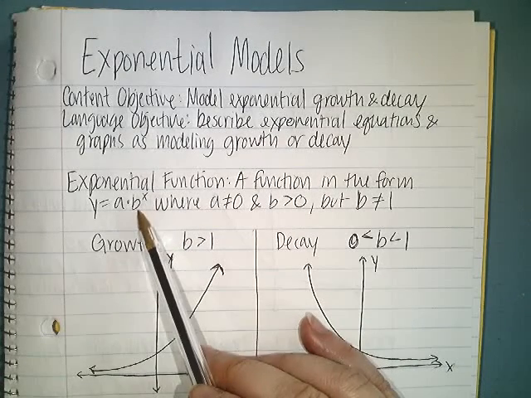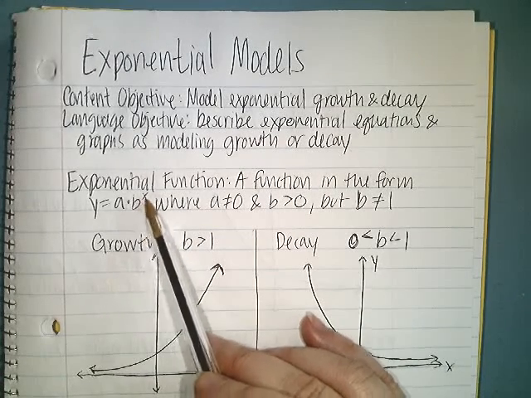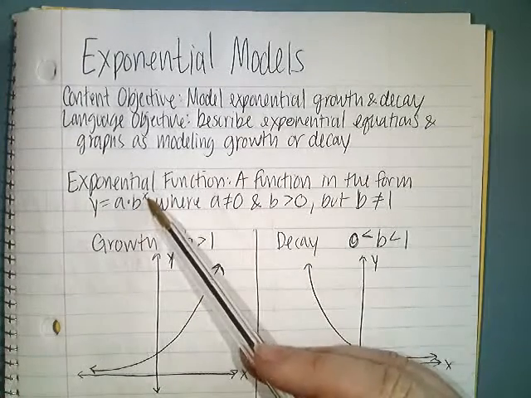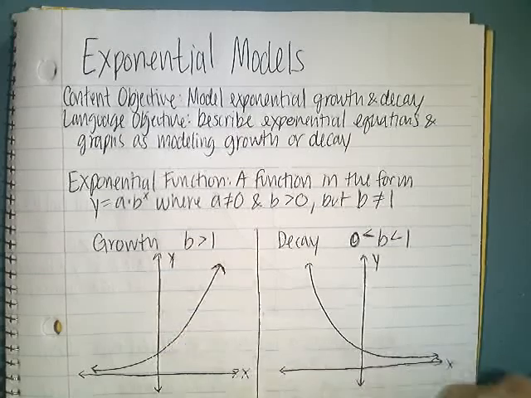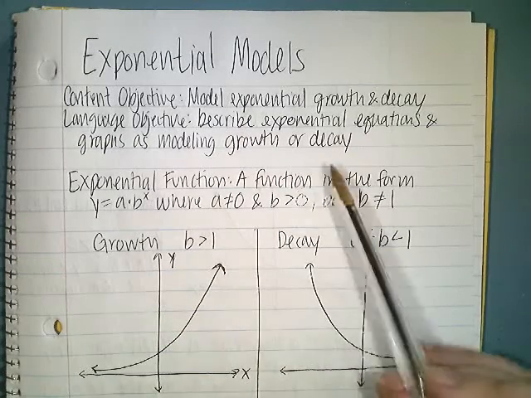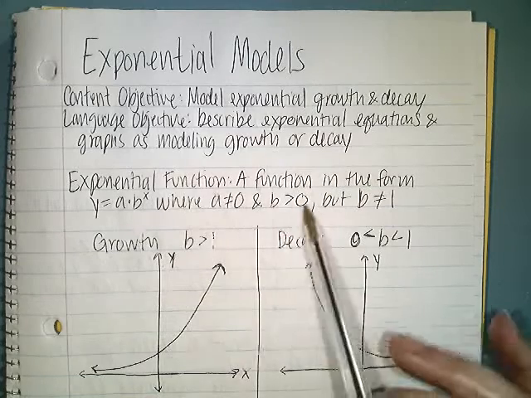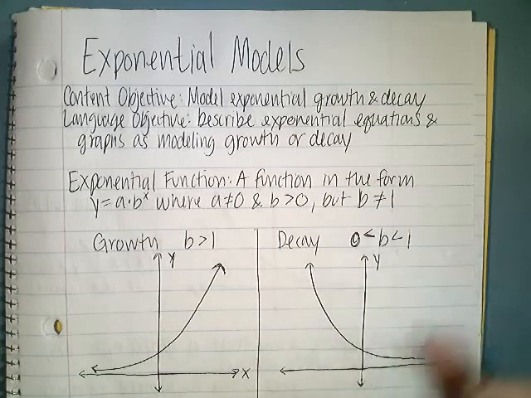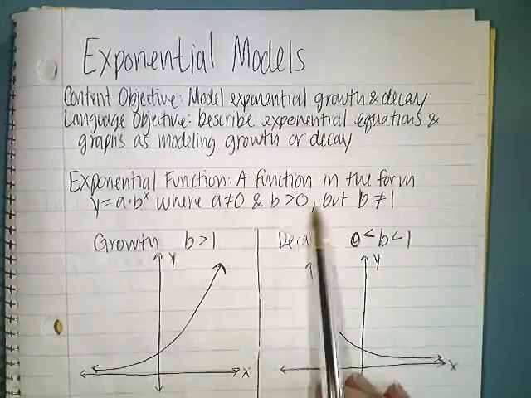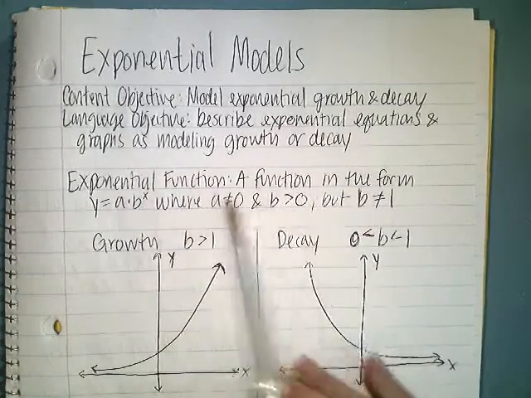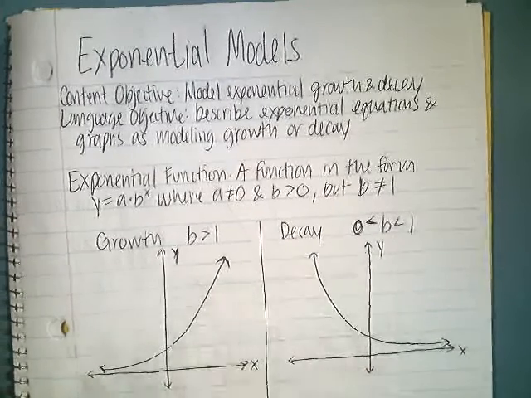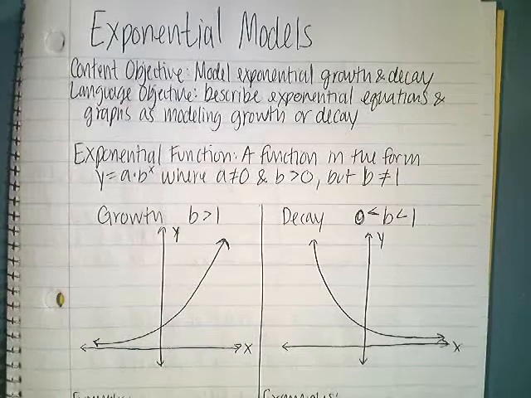B has to be positive, because if it had a negative value, it would end up jumping back and forth depending if it was an even or odd exponent. So if it was even, it'd be up here, then if odd, it'd jump down below the x-axis, and it'd be a very confusing shape that wouldn't actually work out. So b needs to be greater than 0, and b can't be 1 because that would just end up with a flat line. So again, these are only restrictions because you'd end up with a graph that didn't have the same shape as all your other exponential graphs.